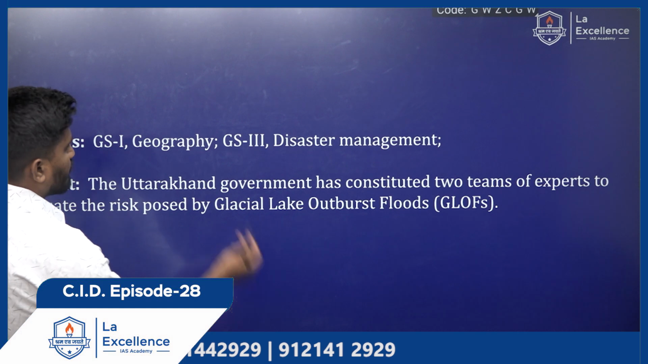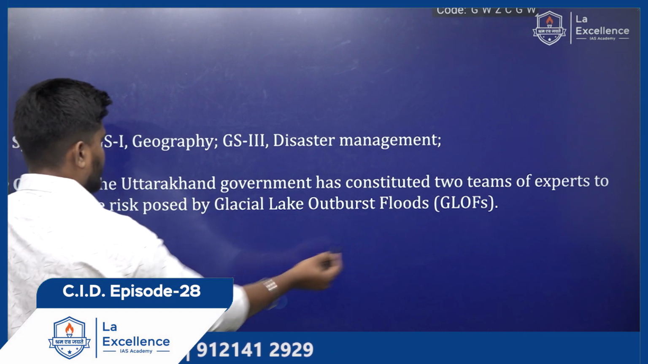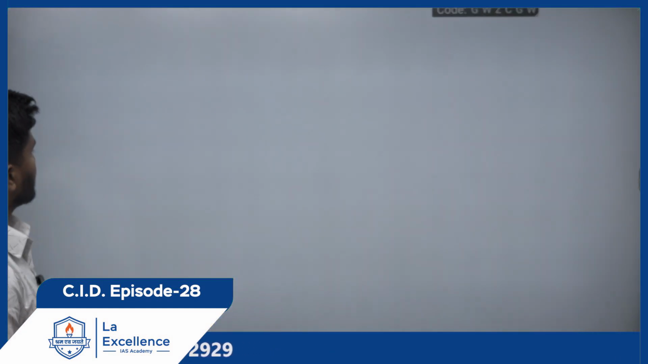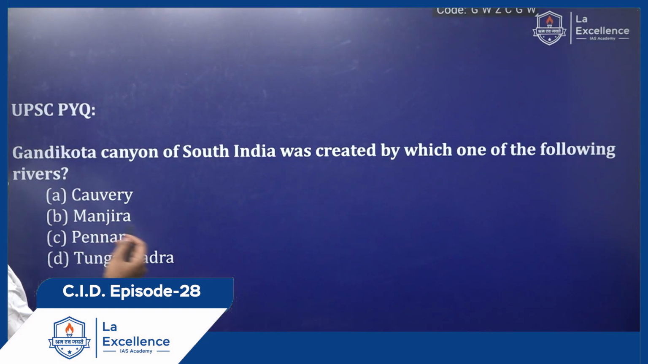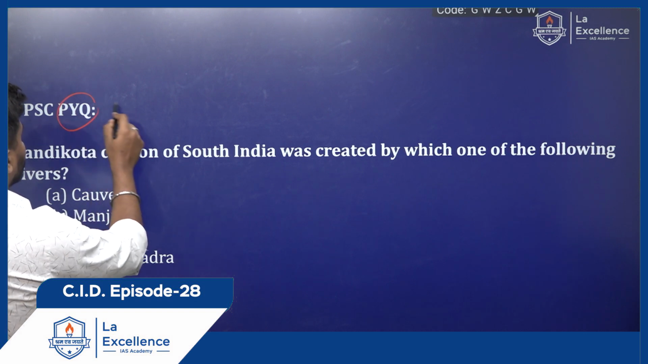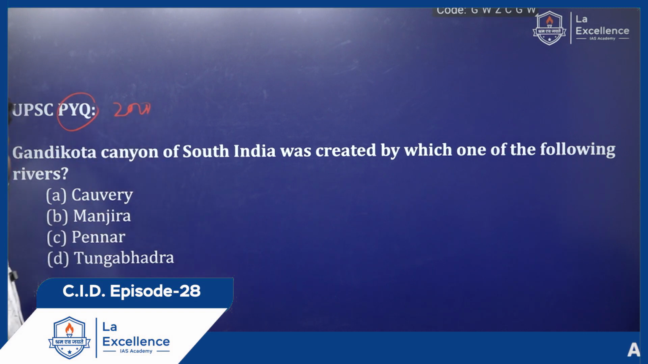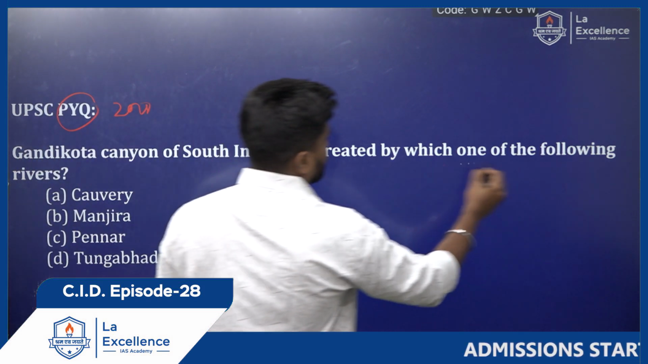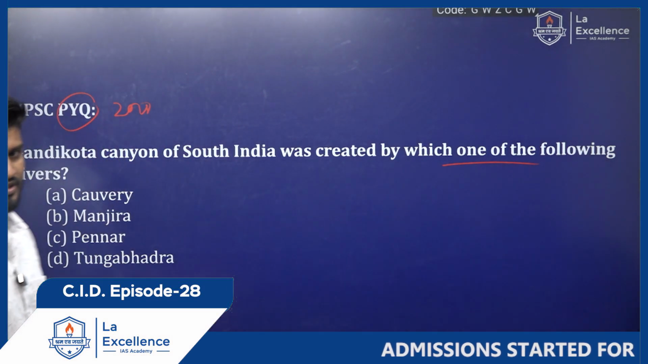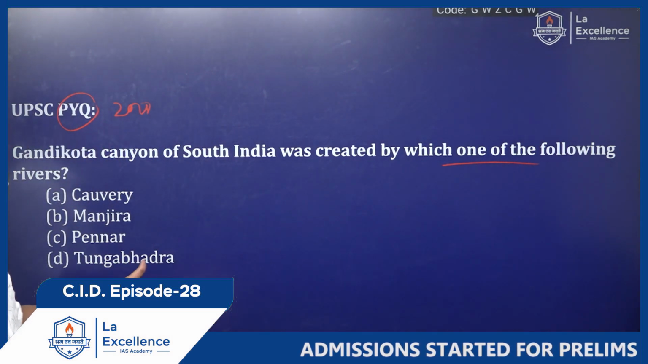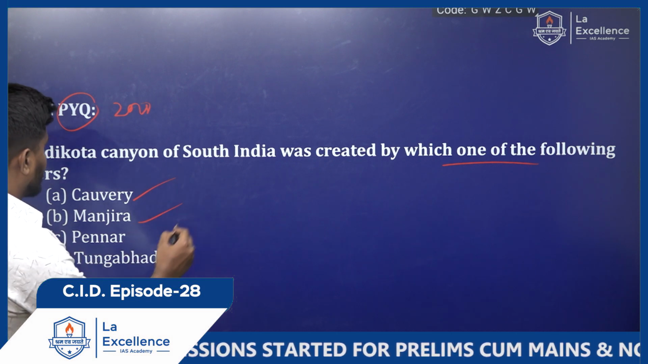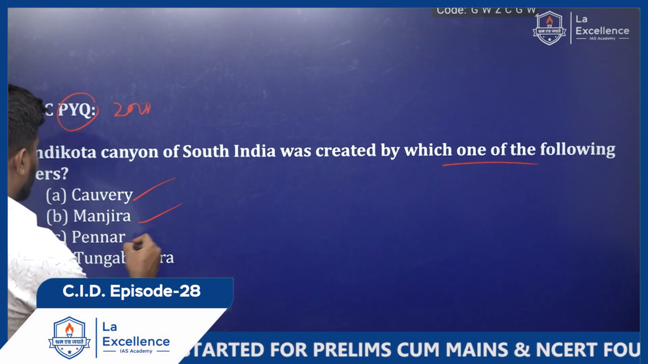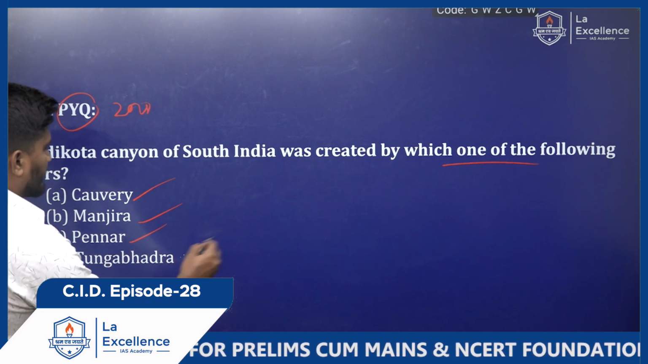So before we move on to the next topic, let us do a practice question. Okay, since the topic we are dealing with is related to geography, a practice question for you which was asked in 2018 UPSC, I guess. So Gandikota Canyon of South India was created by which of the following rivers? So pause the video and write down in the comment your answer for the question. So options are option A Kaveri, option B Manjira, option C Penna river, and option D Tungabhadra river.